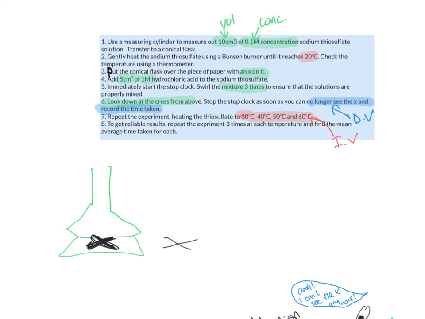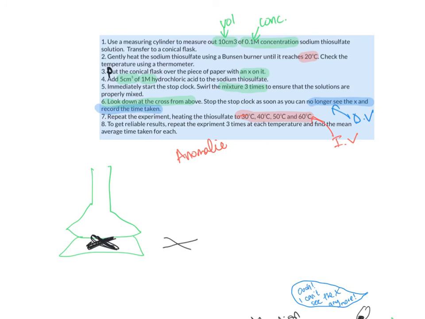To get reliable results, repeat the experiment 3 times at each temperature. So whenever we're repeating results multiple times and finding an average, that's always for reliability. It means that we can see if one of our results seems a bit dodgy, it doesn't quite fit the pattern, maybe we've done something wrong in the procedure when we were doing it. When we get one of these dodgy results, so something that doesn't fit the pattern, we call it an anomaly. And we generally don't include our anomalies when we're finding averages.